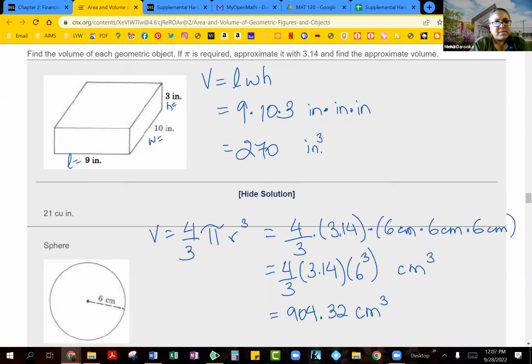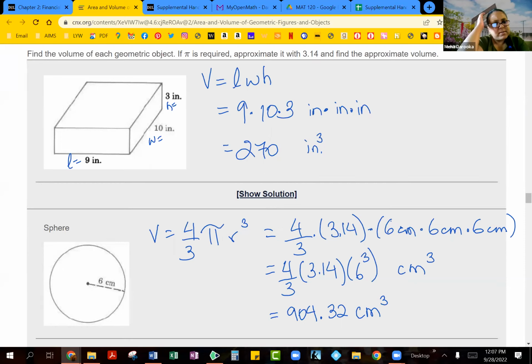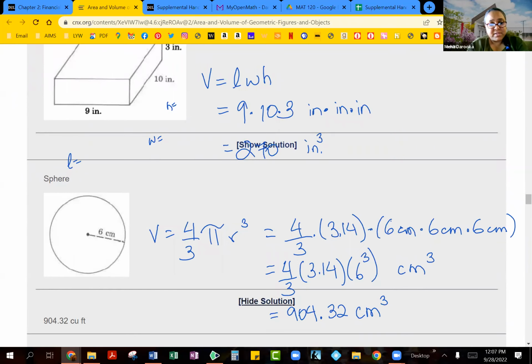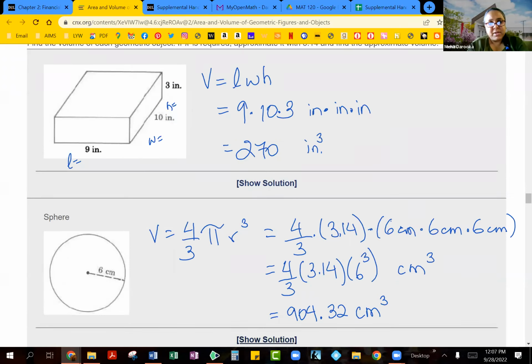Okay, this answer is incorrect, because they're all in inches. Interesting. I didn't realize they had a wrong answer key in there. Let's see, for the sphere, definitely 904.32.